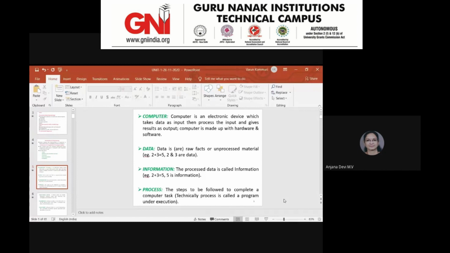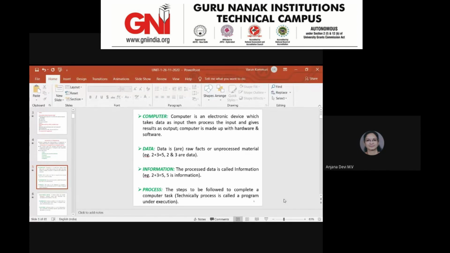Here you are giving the input in the form of data. The data you are giving as an input. After that, the CPU will process that data. That means if you want to perform addition, subtraction, or multiplication, whatever it may be, the CPU will process that data.